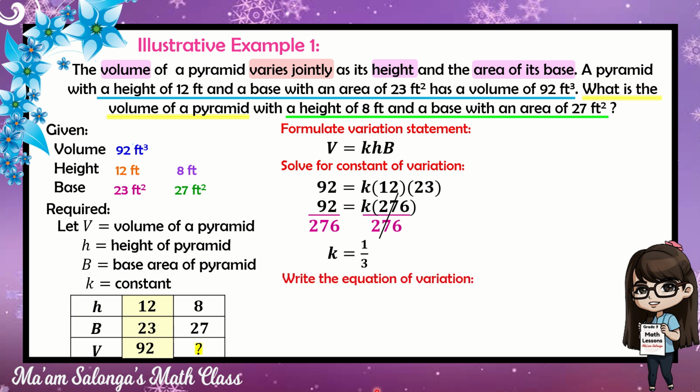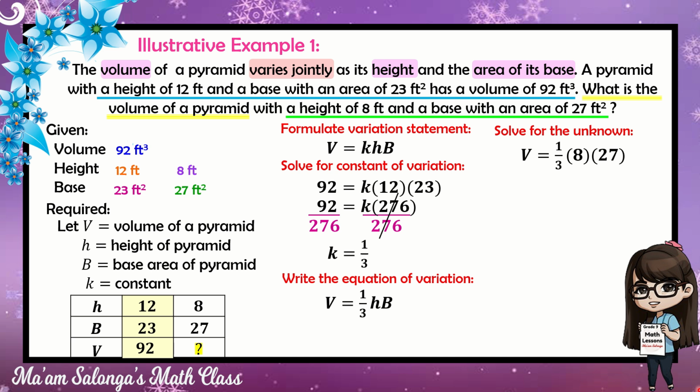And then, writing the equation of variation, we will have V equals 1/3 H B. So, solving for the unknown, ang unknown natin ay volume. So, let's just substitute the values of height and the base area. So, we have V equals 1/3 times 8 times 27. So, tuturuan ko kayo ng isang technique na kung saan hindi kayo magmumultiply at makakahanap kayo ng malaki. Ang tawag dito ay cancellation, cross cancellation, kung saan, kung meron na kayong makikitang divisible sa isa't isa, ay pwede na natin silang i-divide or i-cancel out.